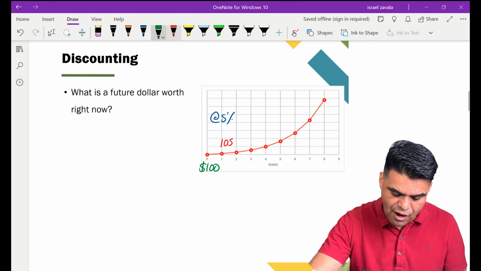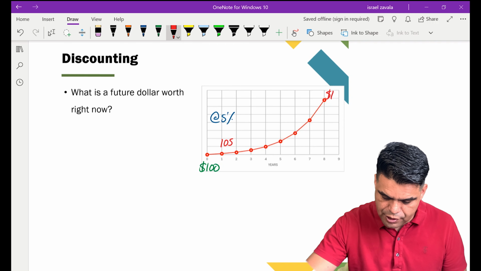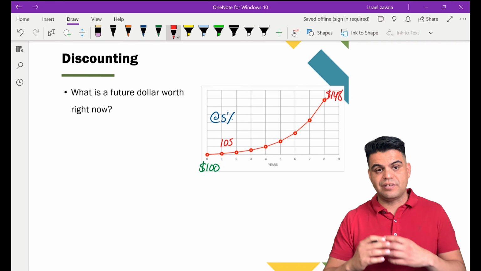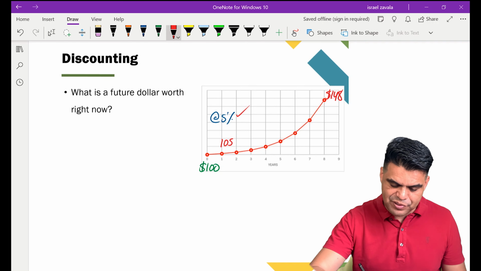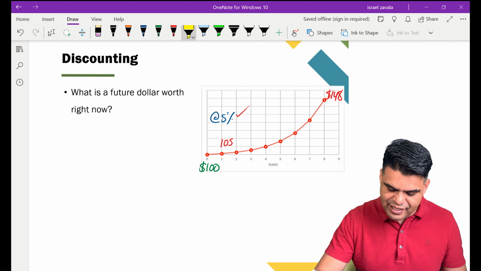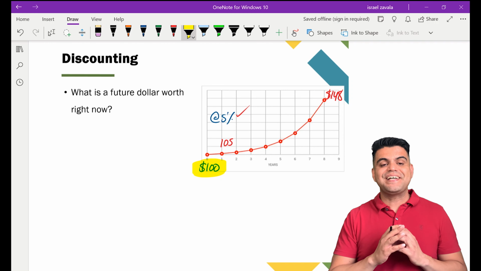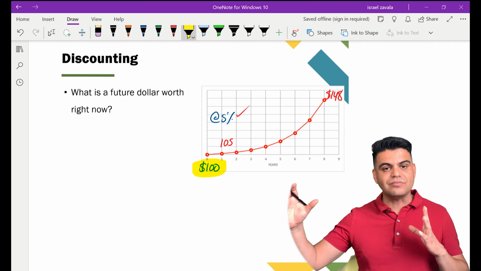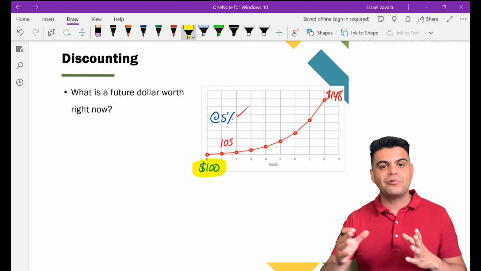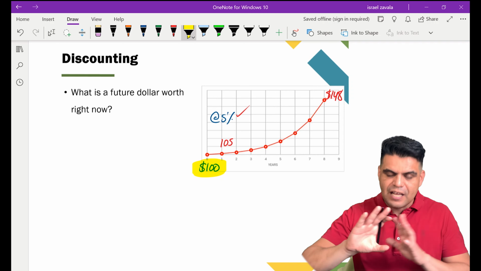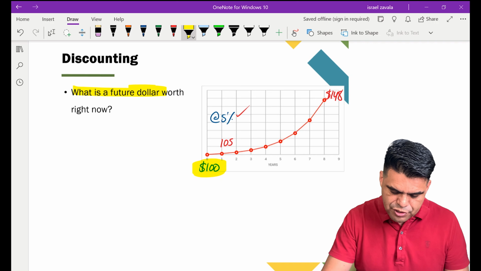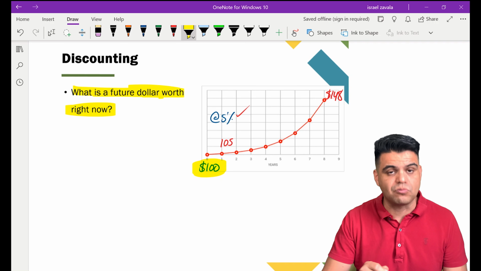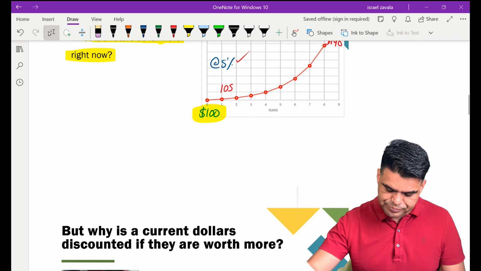Likewise, if somebody offers you $148, sounds like a lot more, right? 8 years from now, but discounted at that 5%, you get back to the same $100 today because it's so much further out, right? There's so much further out. So there's a lot more years to discount. But don't get lost in the numbers. Just remember that discounting is what is a future dollar worth right now. Okay?